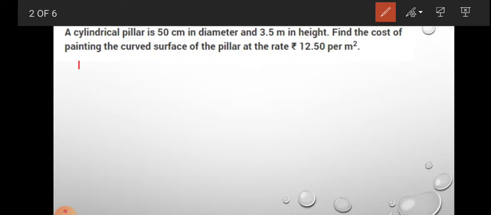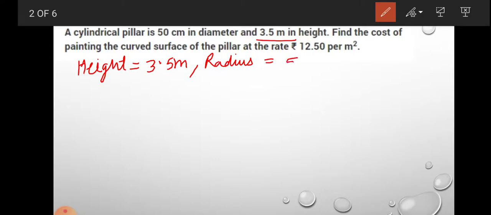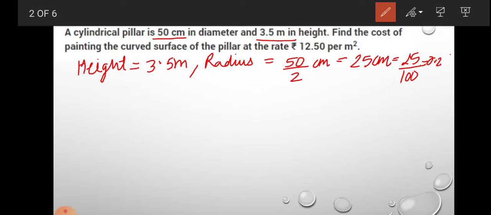Now, height of a pillar is 3.5 meter. Radius is half of diameter, and diameter is 50 centimeter, so it is equal to 25 centimeter. Now convert it into meter by dividing it by 100. So radius is 0.25 meter.